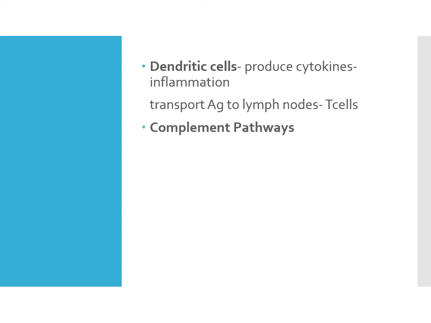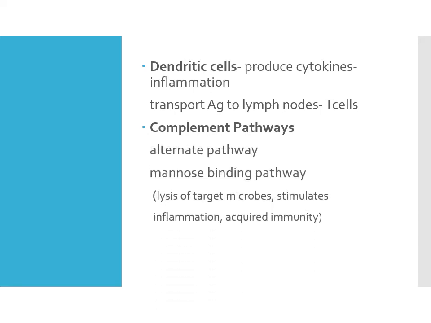Then the complement pathway. The alternate complement pathway is a part of innate immunity, whereas the classical complement pathway is part of acquired immunity. The alternate pathway and the mannose binding pathway all cause lysis of the target molecules and stimulate inflammation.